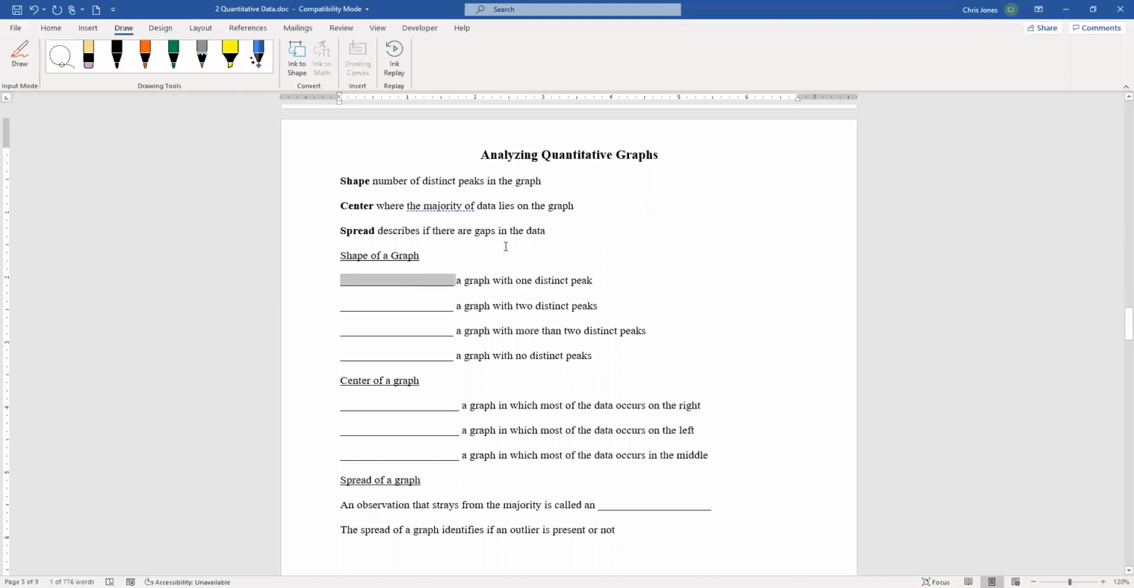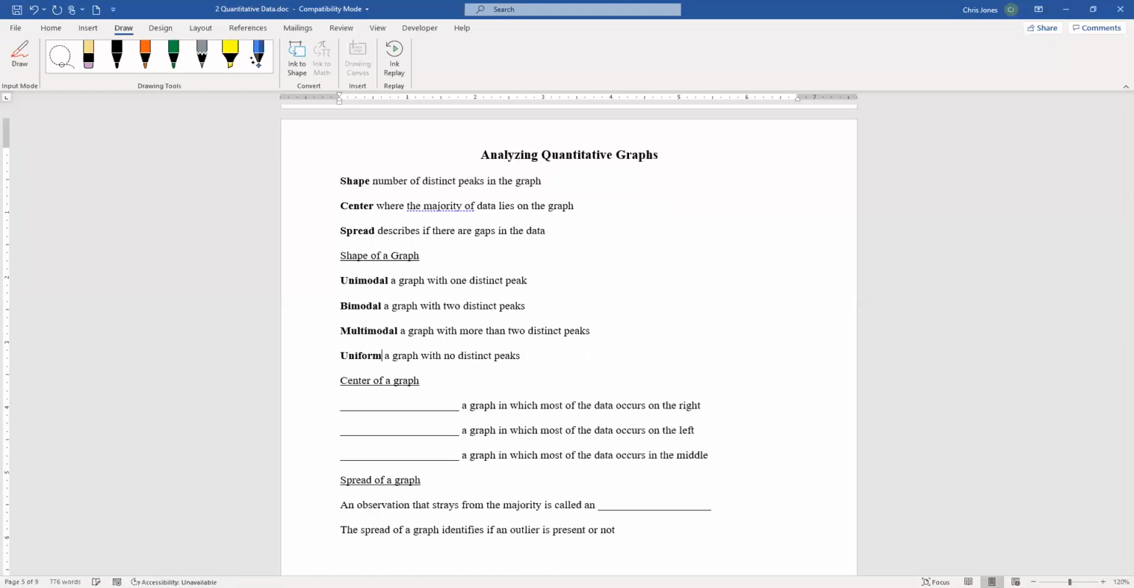If there's only one distinct peak, we call that a unimodal graph. So unimodal means that there's one distinct peak. Bimodal means there's two distinct peaks. If there's more than two distinct peaks, that's called multimodal. And if there's no peaks, in other words, we basically have a flat graph, that's called a uniform graph. All right.